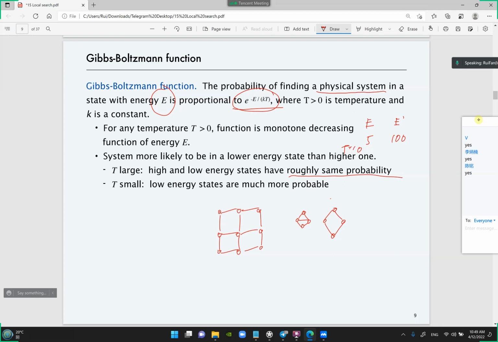On the other hand, if you have a very small T, let's say T is 1, then you can see that the first low energy state is going to have a much higher probability than the high energy state. So the probability of finding your system in a state is controlled by both the energy and the temperature.